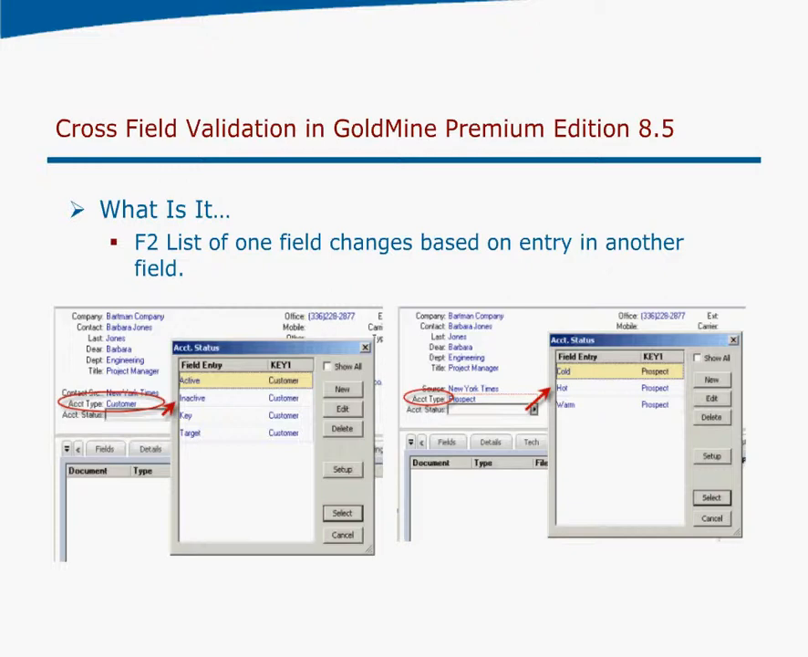type on the left screenshot of a customer, and you can see that the account status can be either active, inactive, key, or a target customer. Now, what if, however, Barbara Jones instead, and now we're looking on the right side here, was a prospect? Well, a prospect status can be cold, hot, or warm. So in previous versions of GoldMine, we really didn't have any good way of changing an account status field, for example, based on what the account type was. However, in 8.5, we do have that option, and let's look at how we're going to set that up.